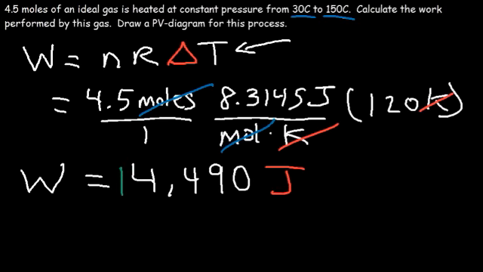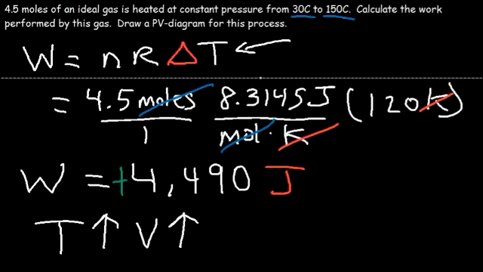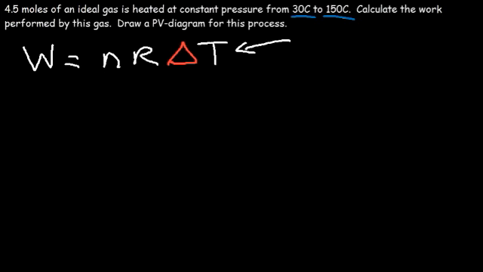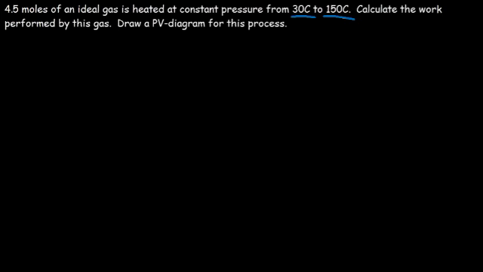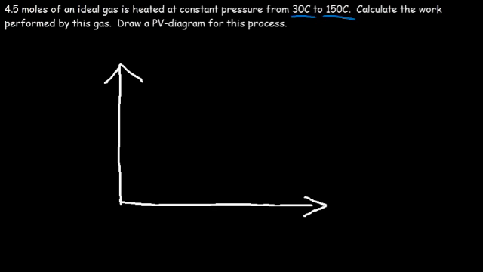Now the work is positive because as you heat the gas, it will expand. According to Charles' law, whenever you increase the temperature of a gas at constant pressure, the volume of that gas must increase. So now let's draw a PV diagram. Now that we know the volume is increasing, we can know which direction in the PV diagram we're moving towards.